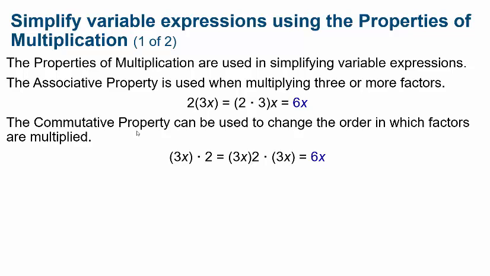You can also do the order any way you want. So 3x times 2, it's the same thing. This is equal to, a little bit of a typo here, 3 times 2 times x. Well, 3 times 2 gets me 6x. A little bit of a typo there.